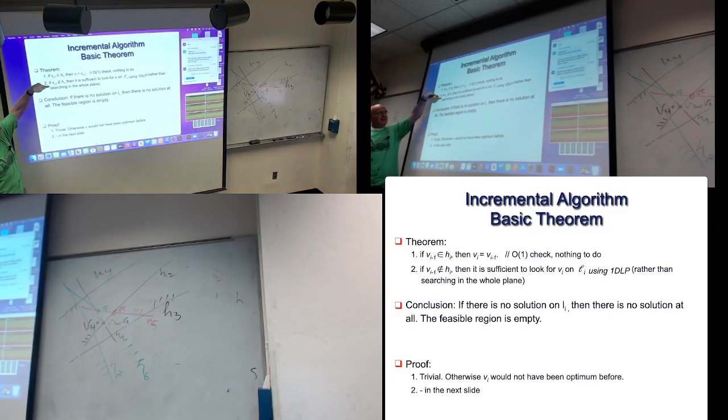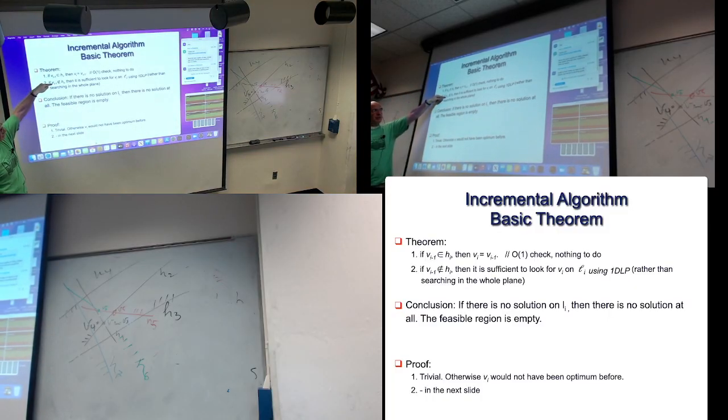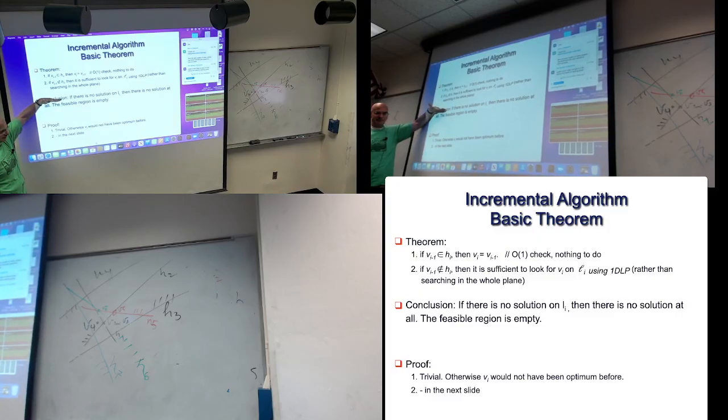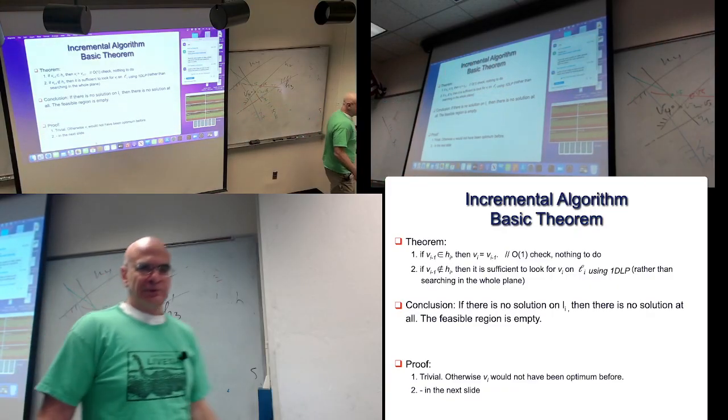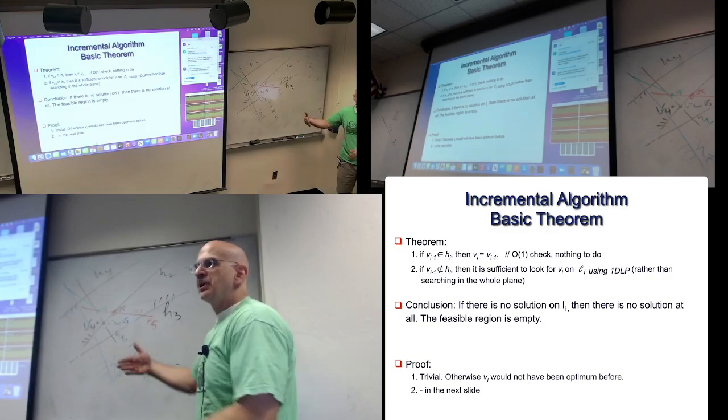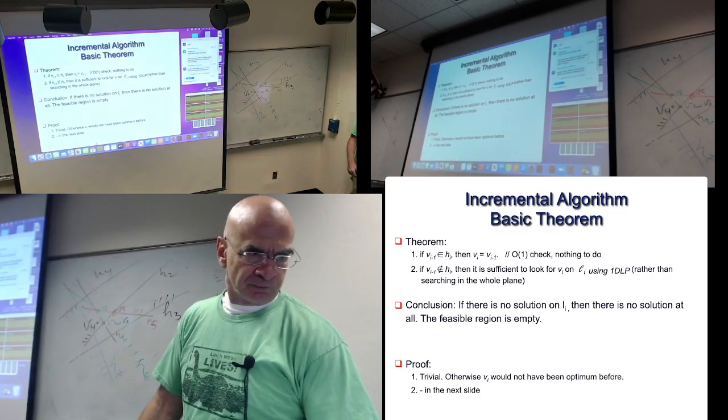Which means that if I couldn't find a solution on Li itself, then there is no solution at all. Even though I was looking for a solution only on this line, if on the line I didn't find a solution, then the feasible region of the linear programming is empty and there is no reason to check Hi+1, Hi+2. But for 30 cents per day, you cannot get a healthy diet, maybe. Okay.